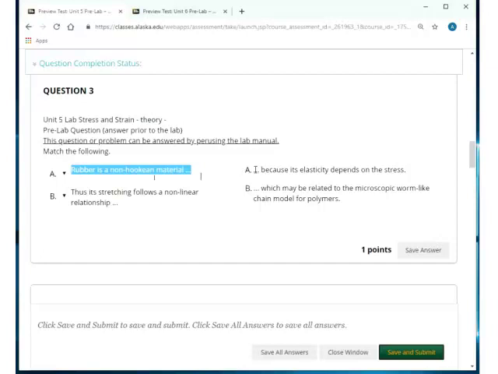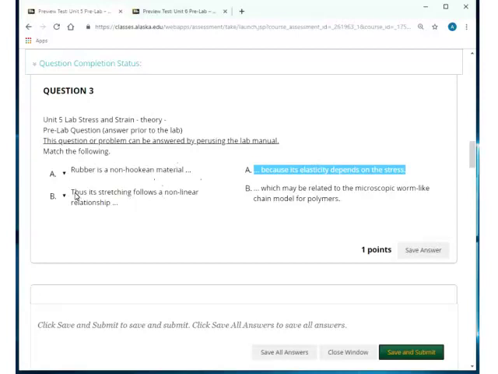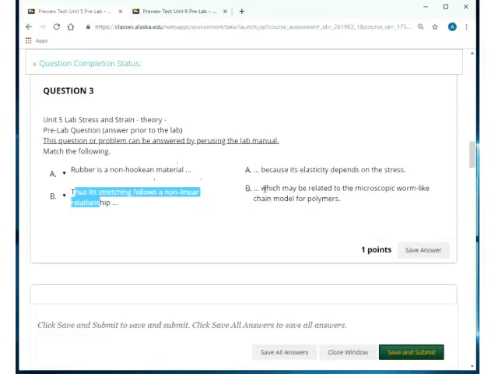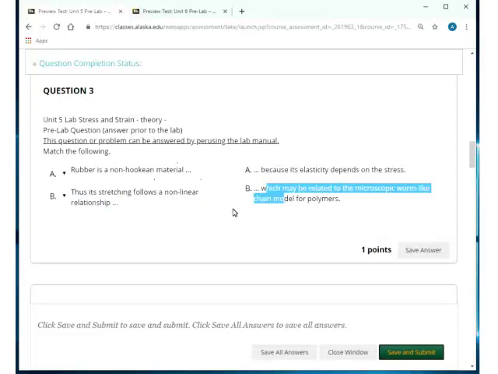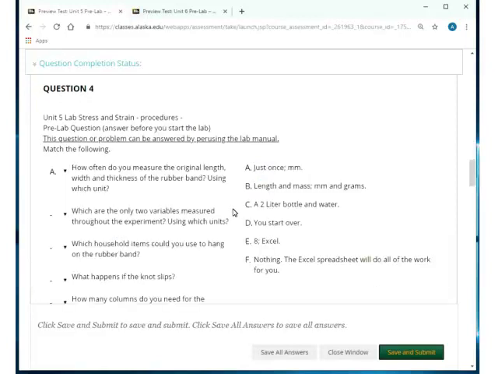Rubber is a non-Hookean material because its elasticity depends on the stress. Steel, by the way, it doesn't. It's a Hookean material. And then this statement. Okay, this question here.